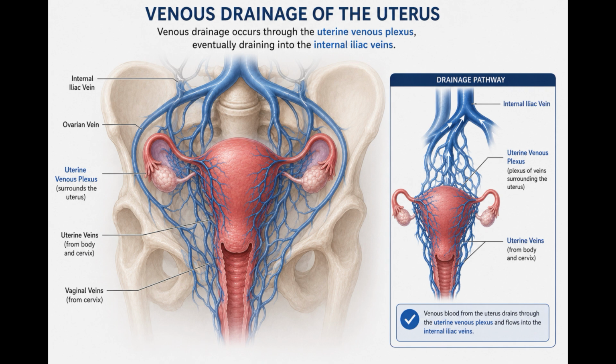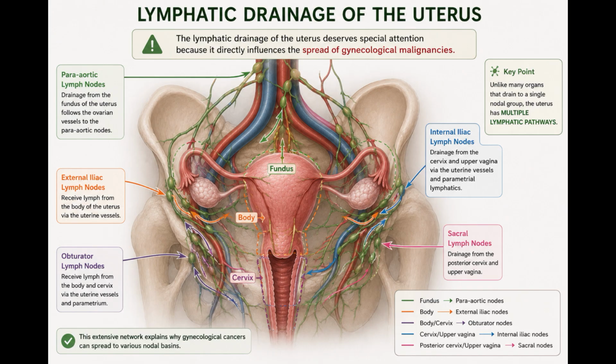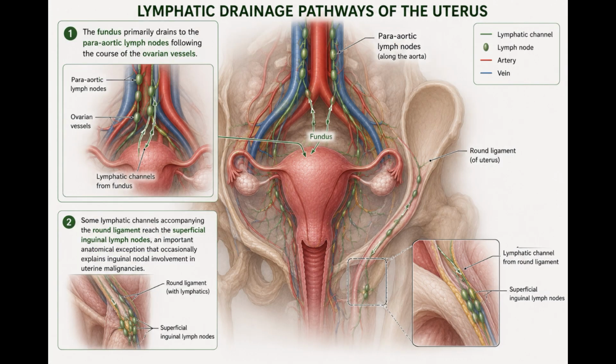Venous drainage occurs through the uterine venous plexus, eventually draining into the internal iliac veins. The lymphatic drainage of the uterus deserves special attention because it directly influences the spread of gynecological malignancies. Unlike many organs that drain to a single nodal group, the uterus has multiple lymphatic pathways. The fundus primarily drains to the para-aortic lymph nodes, following the course of the ovarian vessels.